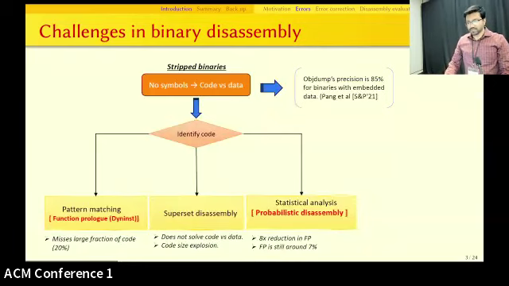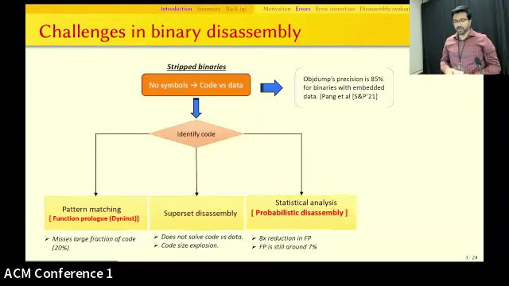Past works in order to identify code have relied on pattern matching. But this essentially misses the last fraction of code. Then we have superset disassembly, which intends to disassemble every byte with the purpose of identifying every possible code, but this usually does not solve the code versus data problem, and it also leads to an increase in the size of the binary code, which adds to memory overhead in certain use cases like binary instrumentation.